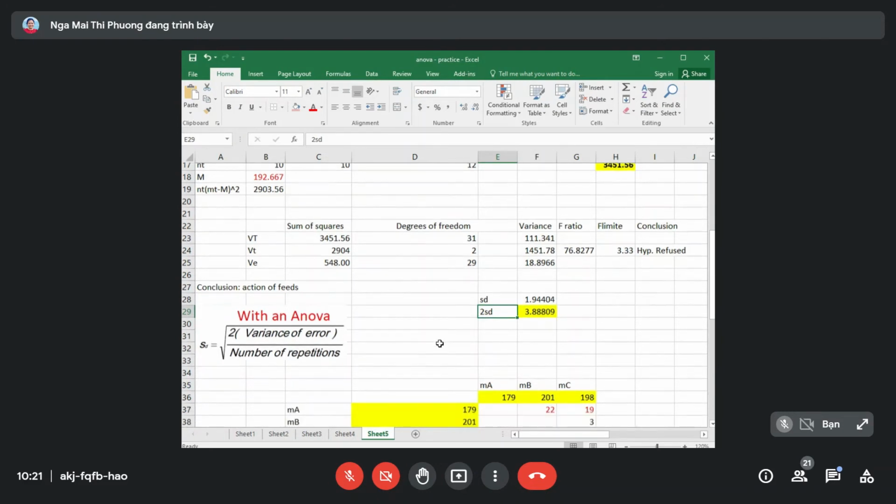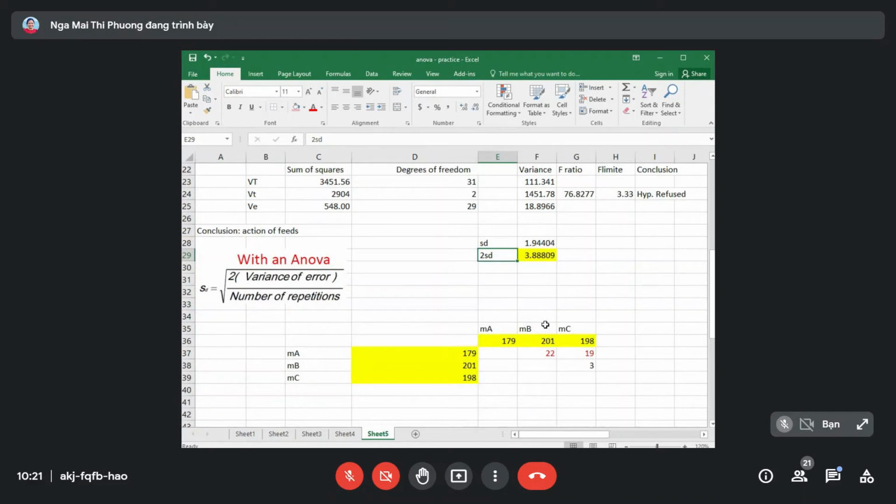So we have to check the difference between mean A and mean B, mean A and mean C, and mean B and mean C. So you have the difference between mean A and mean B equal 22, between mean A and mean C is 19, and between mean B and mean C is 3. So you have three different values.